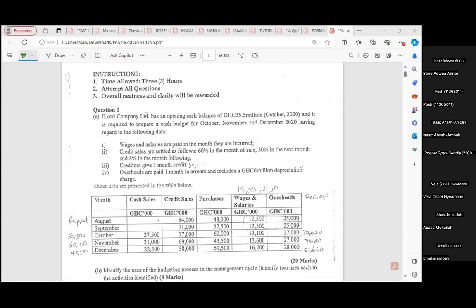J-Lots Company Limited has an opening cash balance in October, and it's required to prepare a cash budget. Simple requirement. You have to prepare a cash budget for October, November, December, having regard to this data. Wages and salaries are paid in the month they are incurred. Credit sales are settled as follows: 60% in the month of sale, 30% in the next month, and the remaining. So pay attention to this policy.